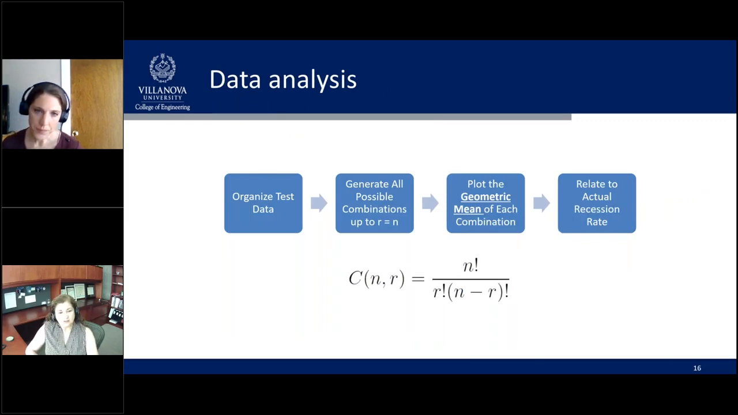So since we have all of these tests, the first thing to do was organize all the test data and then generate all the possible combinations. What we mean by that is that if we have 10 different tests that we did, we've got a bunch of different combinations that we can analyze. Either we did only one, or we did test number 1 and 2, or only test number 1 and 3, or test 1 and 4, or maybe we only went in and did, say, test 2, 4, and 6 at different locations, and combined all those to try to figure out where we start getting close to the actual recession rate as determined by the ponded recession rate.